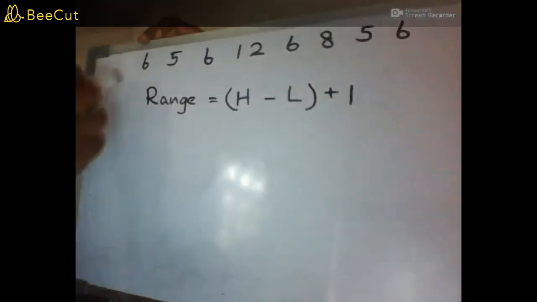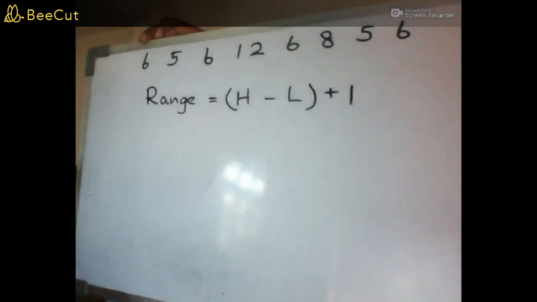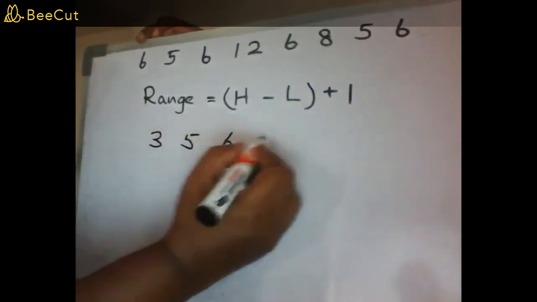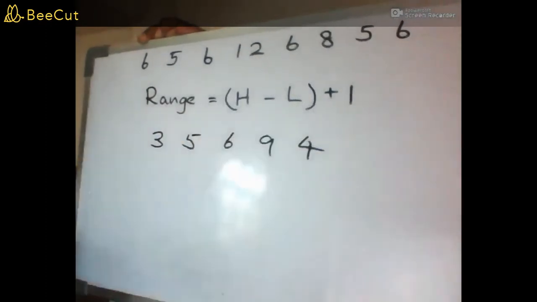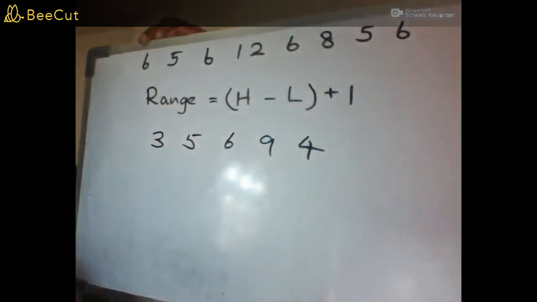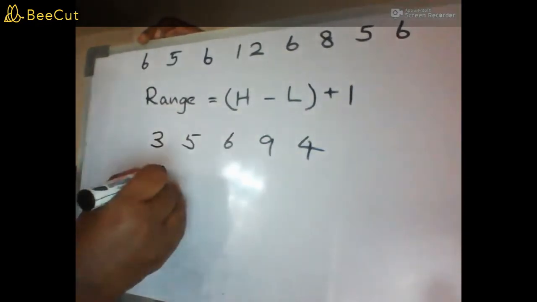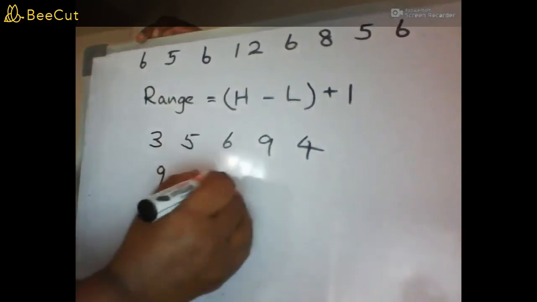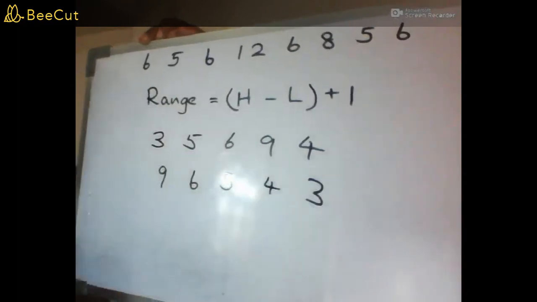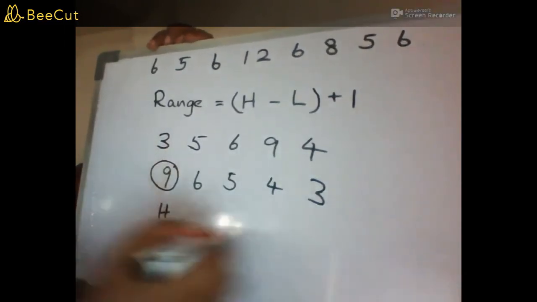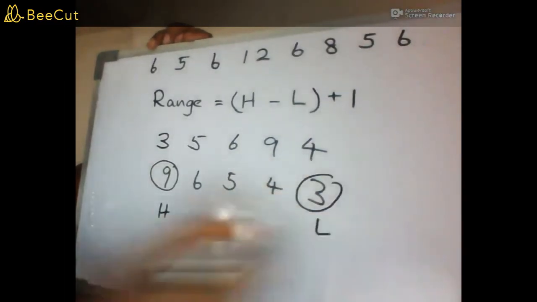Right. Now we will take this one. Before that, we'll take this range: 3, 5, 6, 9, 4. This is a series of data. I think it's better if you arrange whatever data you get in descending order. Now in this case, 9, 6, 5, 4, 3. Then what's the highest value? This is the highest value. What's the lowest value? This is the lowest value.